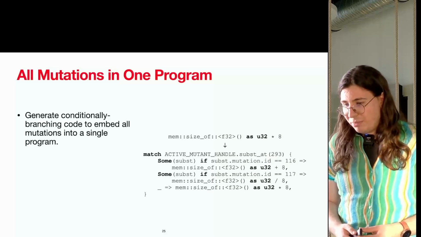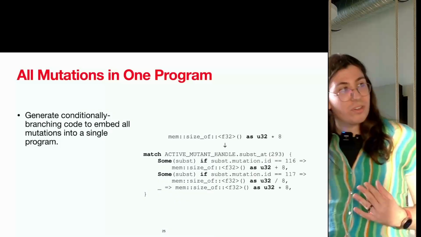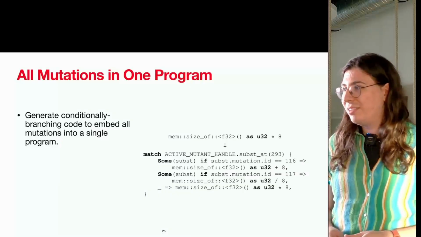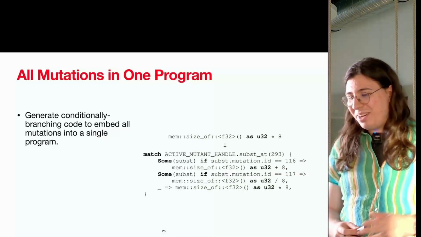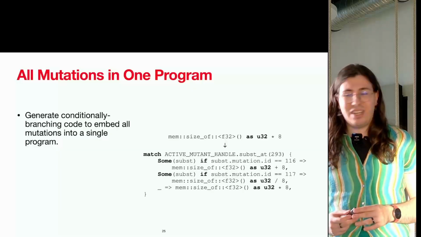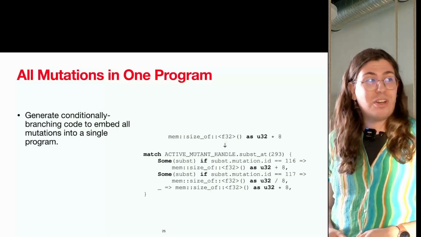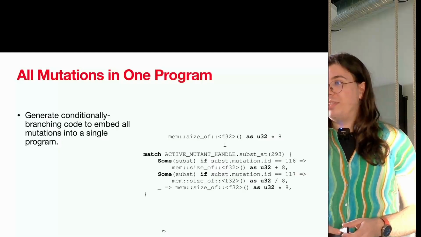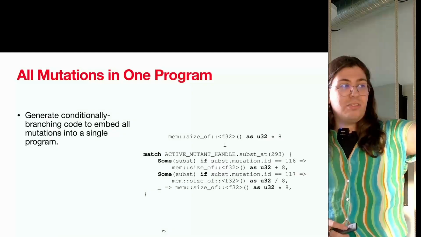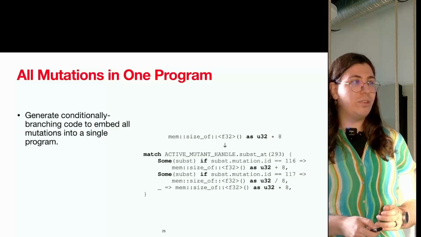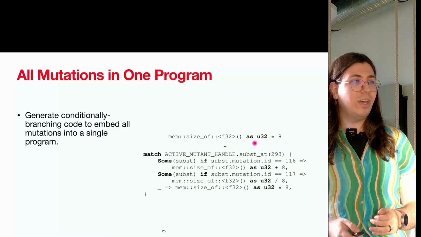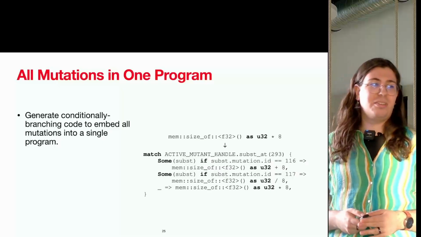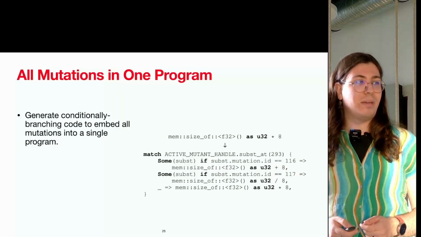And so to actually get all the mutations into one program, this is what the generated code looks like. And this is something you do not interact with in the slightest. But I thought it was interesting to see how it works under the hood. We're able to generate conditionally branching code to embed all of the mutations into a single program. And you can see that for this original piece of code, which in this case comes from hashbrown, this is an actual piece of mutated code, not something made up.